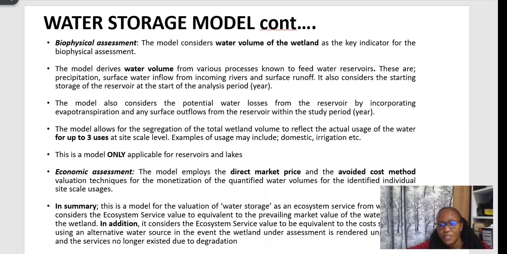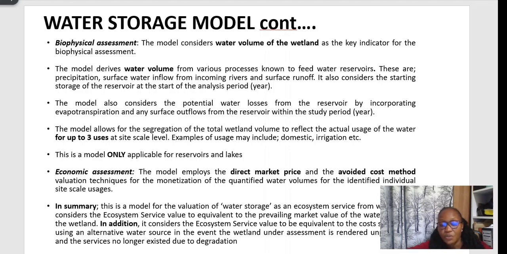In the water storage model, the biophysical assessment is the volume of water in the wetland as the key indicator for the assessment. The model derives the water volume from various processes known to feed the water reservoirs, and these are the precipitation, the surface water inflow from incoming rivers, and surface runoff. This particular model also considers the starting storage of the reservoir at the start of the analysis period.